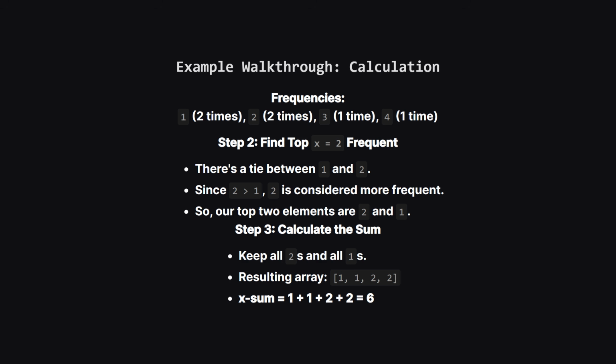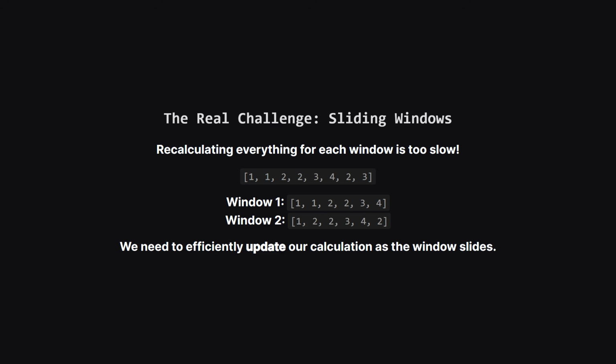That's our first answer. The problem is that we have to do this for every subarray of length k. If the input array is huge, recalculating all the frequencies from scratch for each window would be way too slow. As the window slides one step to the right, we're only adding one new element and removing one old element. There must be a smarter way to just update our counts and our sum, instead of redoing all the work.